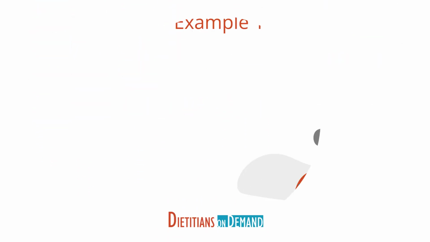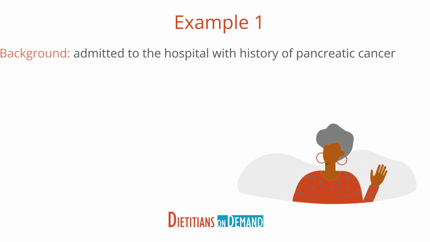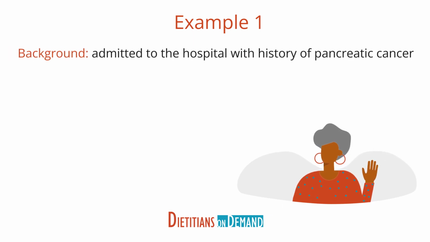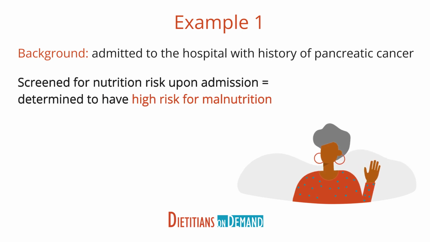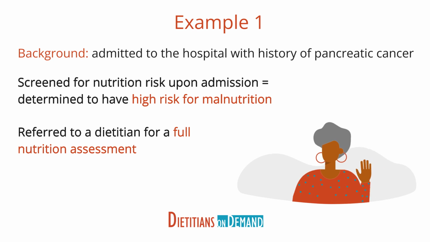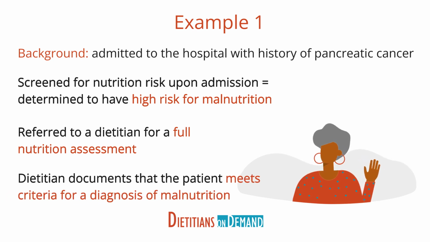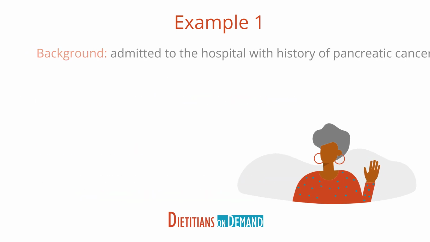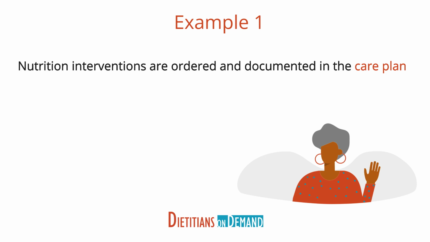Let's say we have a patient who is admitted to the hospital with a history of pancreatic cancer. She is screened for nutrition risk upon admission and is determined to have high risk for malnutrition. So the patient is referred to a dietitian for a full nutrition assessment. The nutrition assessment is completed and the dietitian documents that the patient meets criteria for a diagnosis of malnutrition. Nutrition interventions are ordered and documented in the care plan.